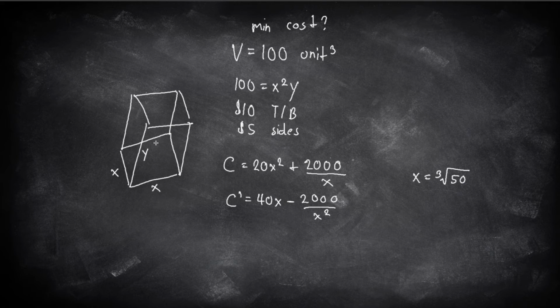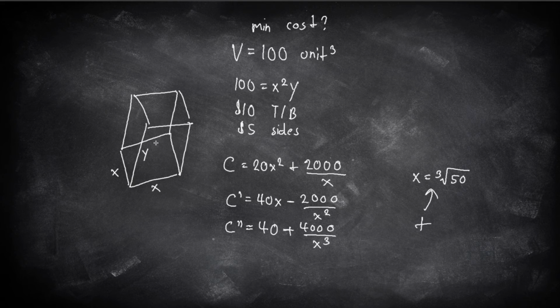So now we just need to check if this is the minimum cost. So doing the second derivative, this would give us our minimum cost. So taking the second derivative, the derivative of 40x is 40. The derivative of negative 2000 over x squared would be plus 4000 over x cubed. Okay, so obviously when you plug x in here, a positive divided by a positive is positive, plus another positive would be overall a positive. So that means the second derivative is positive at this point.